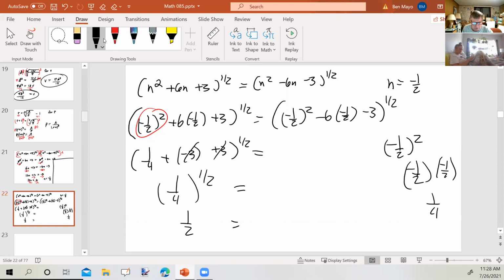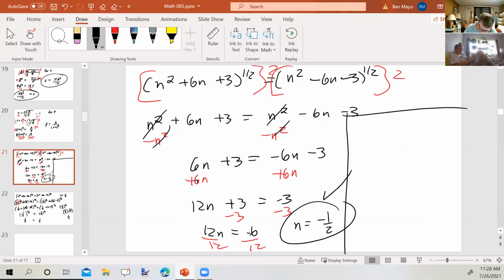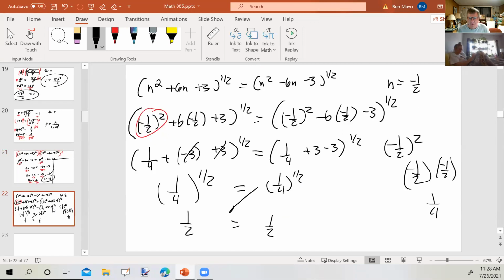Are you okay there? On the right side, same thing. This is a positive. I've got 1/4 plus 3 minus 3 to the 1/2 power. 1/4 to the 1/2 power, 1/2. So our answer checks because we get a true statement. Okay. Let's see here. Let's do this one.